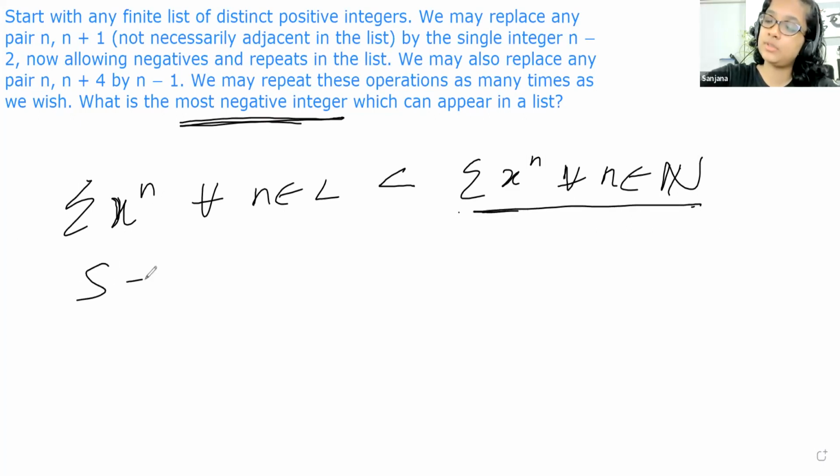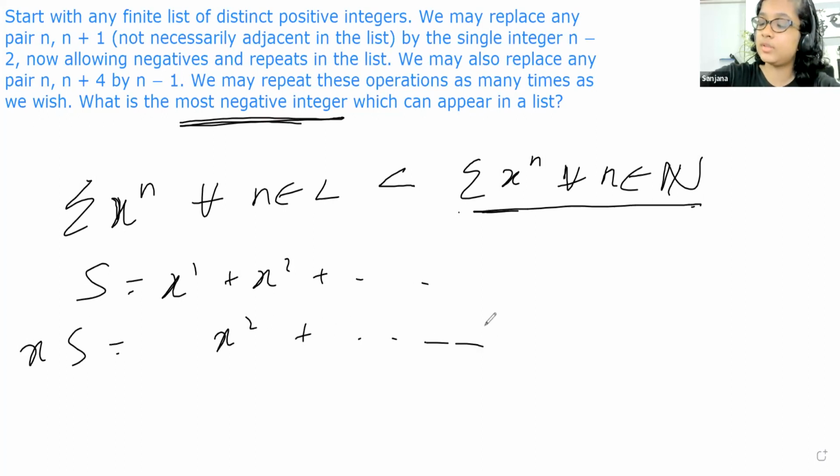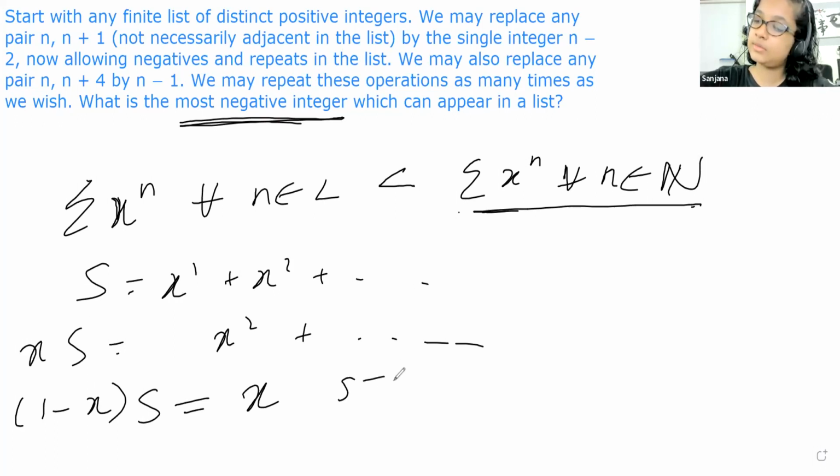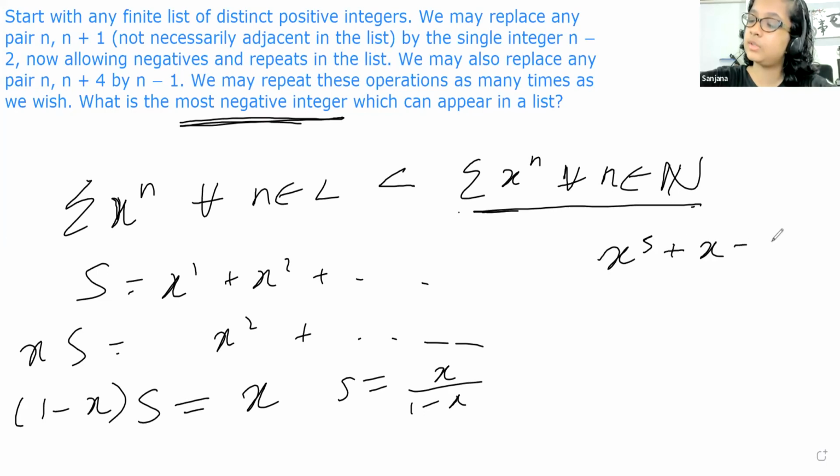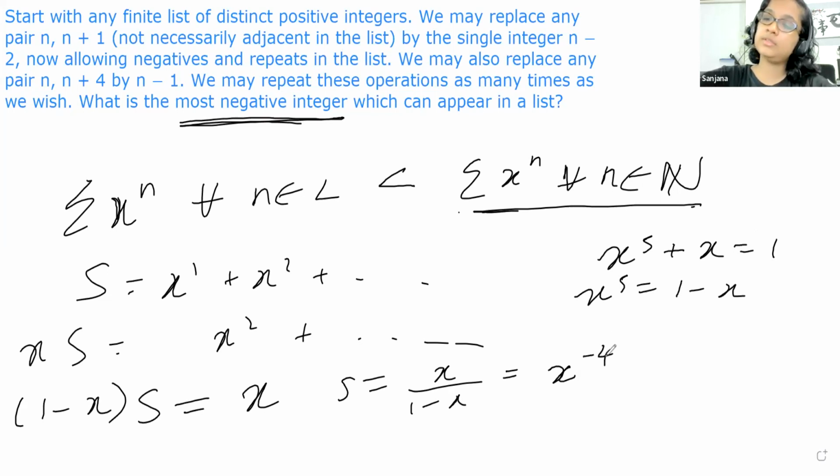And this thing is nice to compute because suppose you have the sum, and if you multiply it by x, you get this. This is classic summing of an infinite series. So you get 1 minus x times s is equal to x if you subtract. And now you have s is equal to x by 1 minus x. And you also have that x raised to 5 plus x is equal to 1. So x raised to 5 is equal to 1 minus x. So if you just put x raised to 5 here, you get x raised to minus 4.